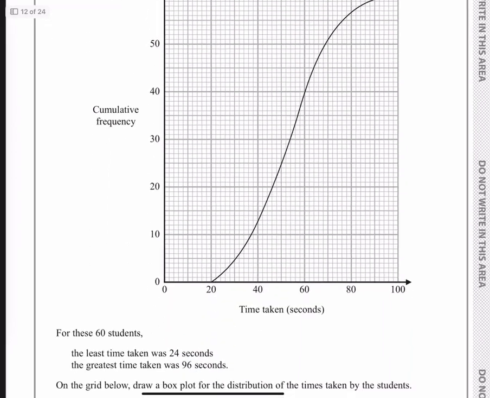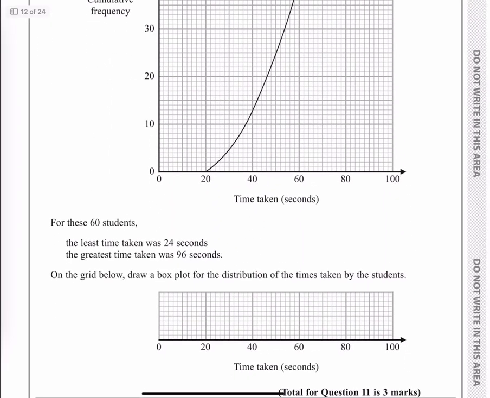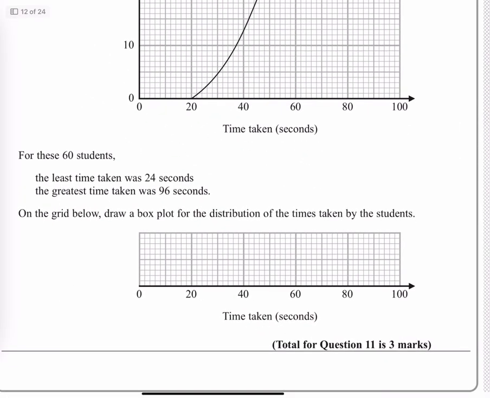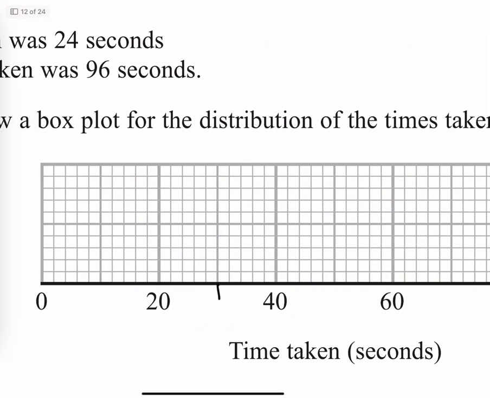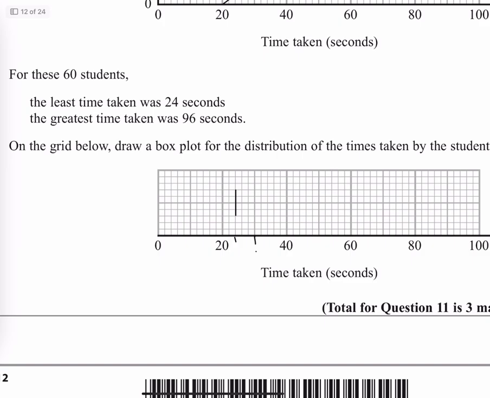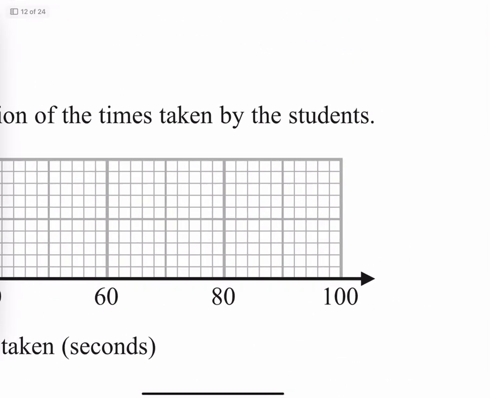In an experiment, students complete a puzzle. I don't really care about the context. Draw a box plot. Okay, so the least time was 24 seconds. So let's check. So that's going to be 30. This is 24, so let's draw a line at 24. The greatest time taken was 96 seconds. So that's 90, 94, 96.